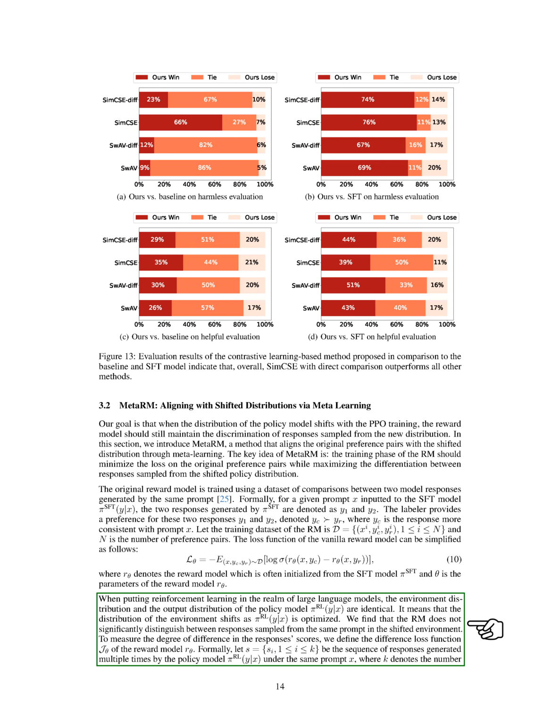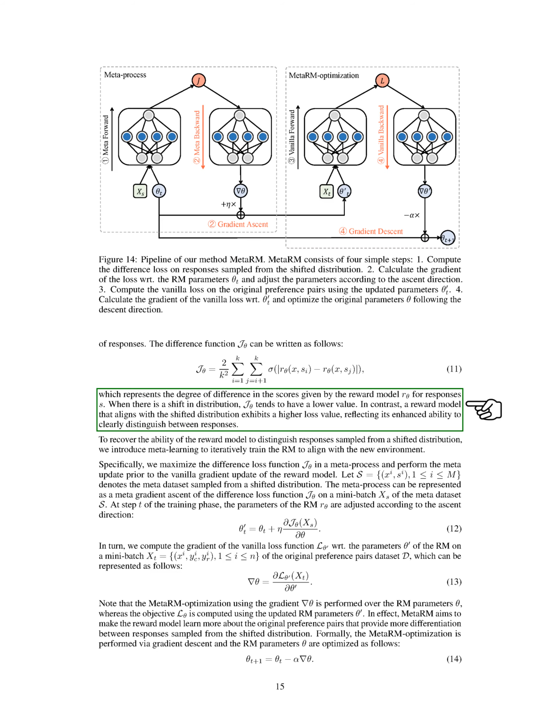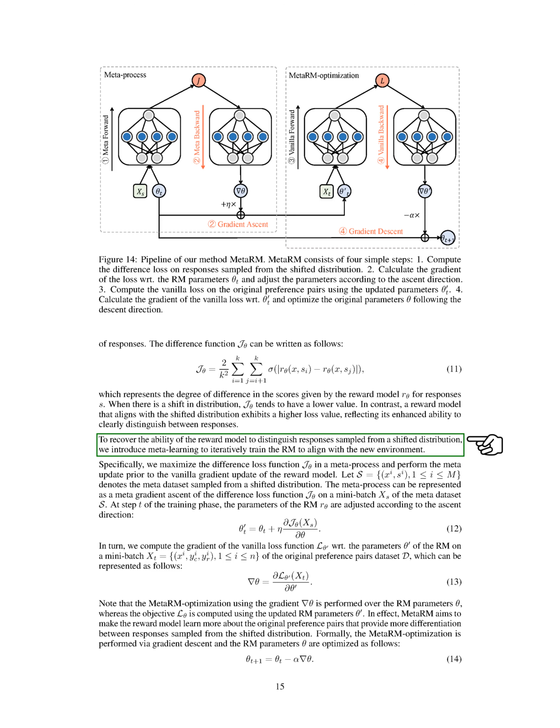To measure the degree of difference in the responses' scores, we define a difference loss function for the reward model. Let's say we generate a sequence of responses multiple times under the same prompt using the policy model. The difference function is then the average of the absolute differences between the reward model's scores for all pairs of responses. When there's a shift in distribution, this difference function tends to have a lower value. However, a reward model that aligns with the shifted distribution exhibits a higher loss value, indicating its improved ability to distinguish between responses.